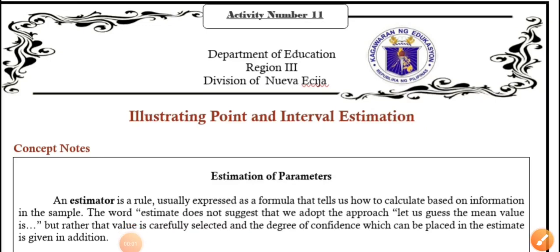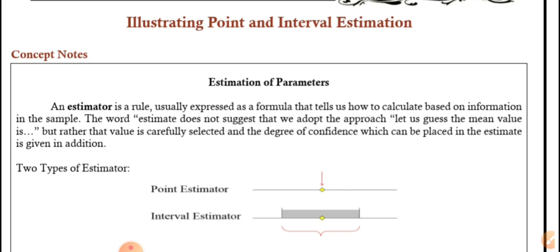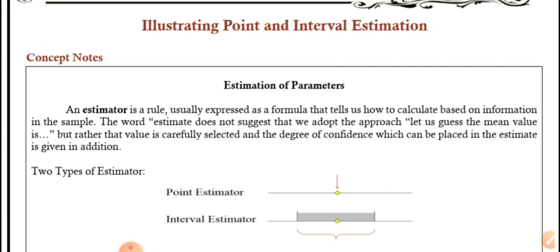Illustrating point in interval estimation. An estimator is a rule, usually expressed as a formula, that tells us how to calculate an estimate based on information in the sample. The word estimate does not suggest that we adopt the approach, let us guess what the mean value is, but rather, that value is carefully selected and the degree of confidence which can be placed in the estimate is given in addition.